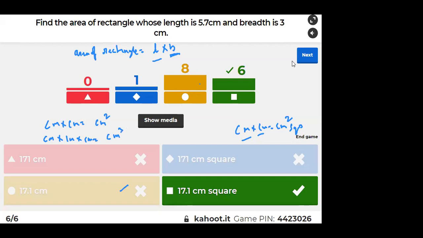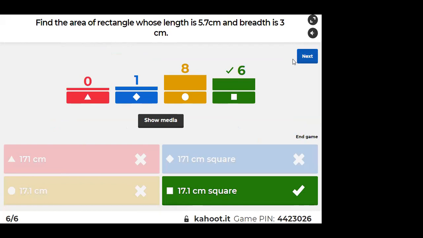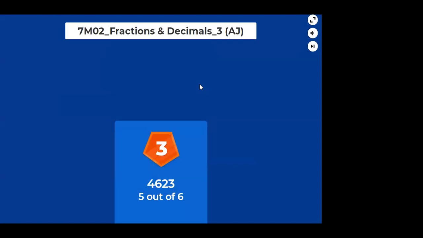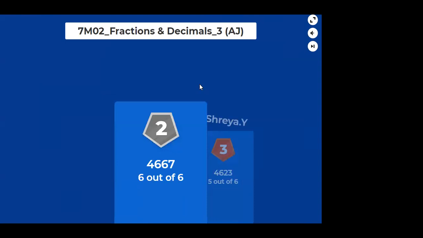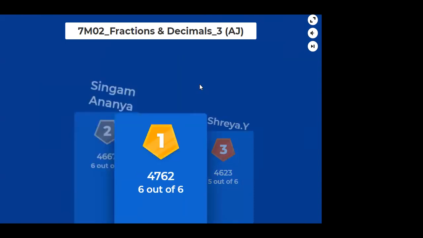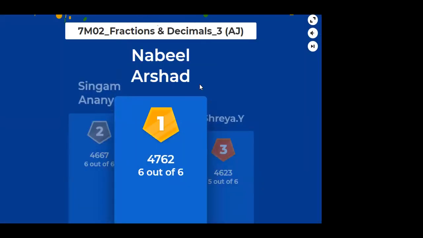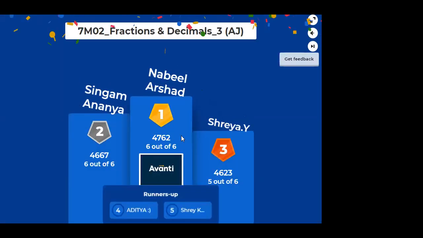Okay, chalo. No issues, Akash. Next, let us see the podium. Akash lost his position, I guess. Shreya, very good, third position. Ananya, very good, 6 out of 6 correct. First is Shrey. Nabil, very good, 6 out of 6. Fourth, Aditya, very good.